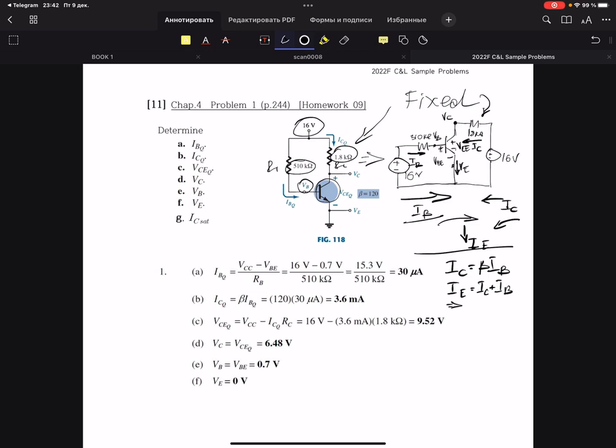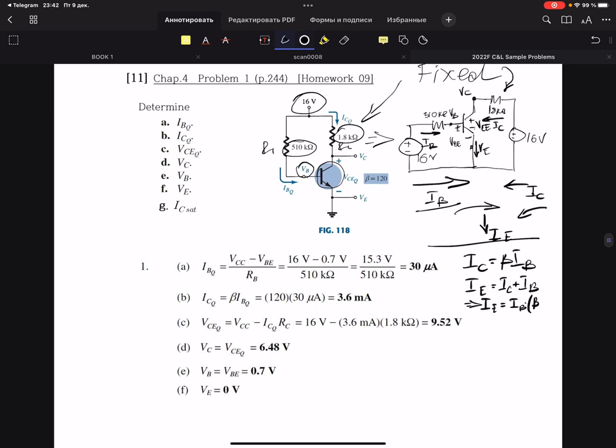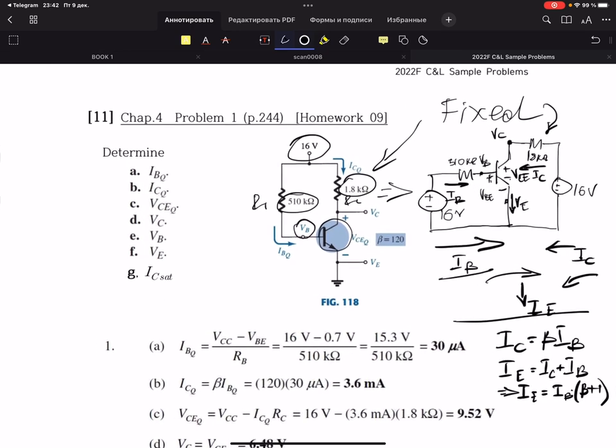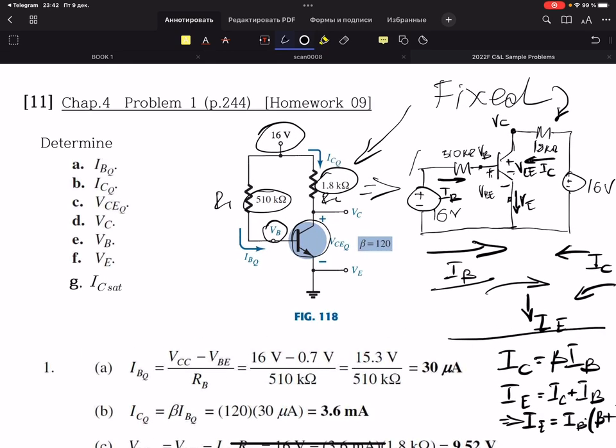So we can denote the value for IE. This is going to be IB multiplied by the bracket beta plus 1. It's pretty simple. Firstly you have to find this IB.